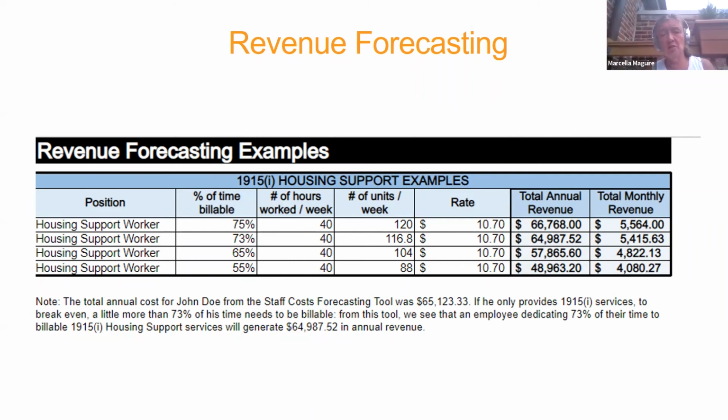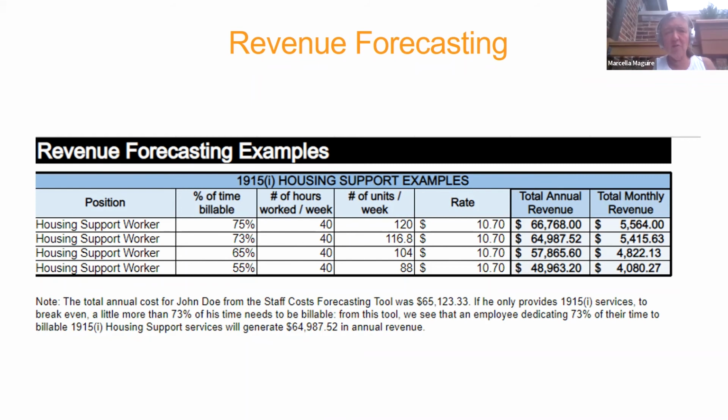It also gives you the note. It tells you, here's what it costs. It costs $65,000 to employ John. He's at 73%. We're going to generate about $64,000. That's a small deficit for employing John. So that's what you have to think about, and then how you go about filling those deficits. This is a spreadsheet that you can download and play with, to see if that works for you. Any suggestions or examples, what's helpful, what's not about it, we always want to try to improve our tools. So that is how you think about revenue forecasting.